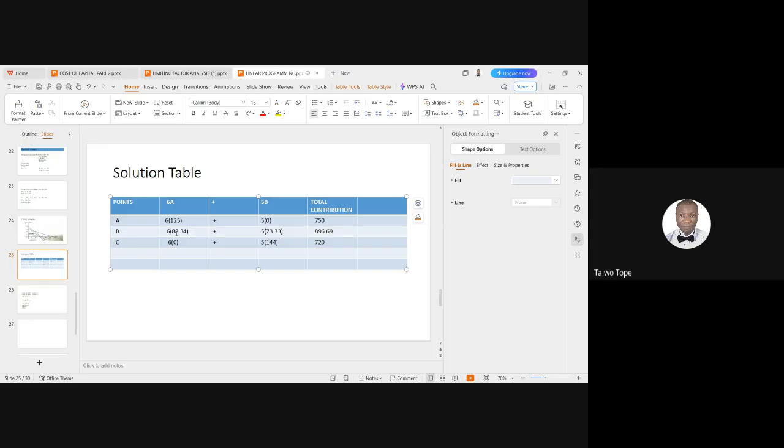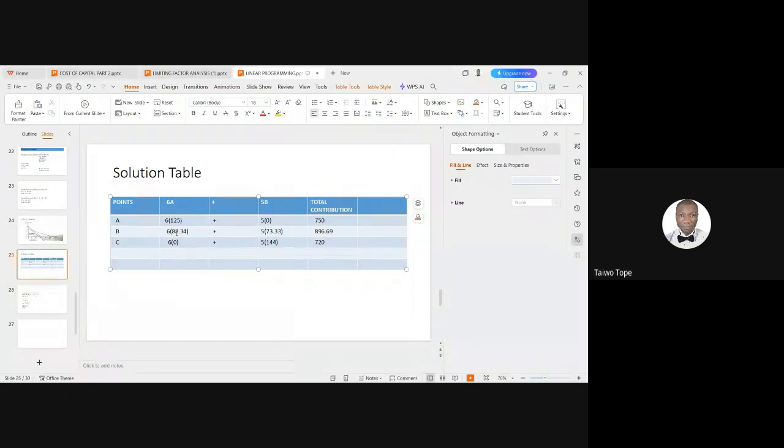So when you plot a graph, and the question wants you to determine the optimal product mix, the question wants you to determine the total contribution on each of the points. You prepare a solution table in this form. There is more to this when we talk about the concept of shadow price.